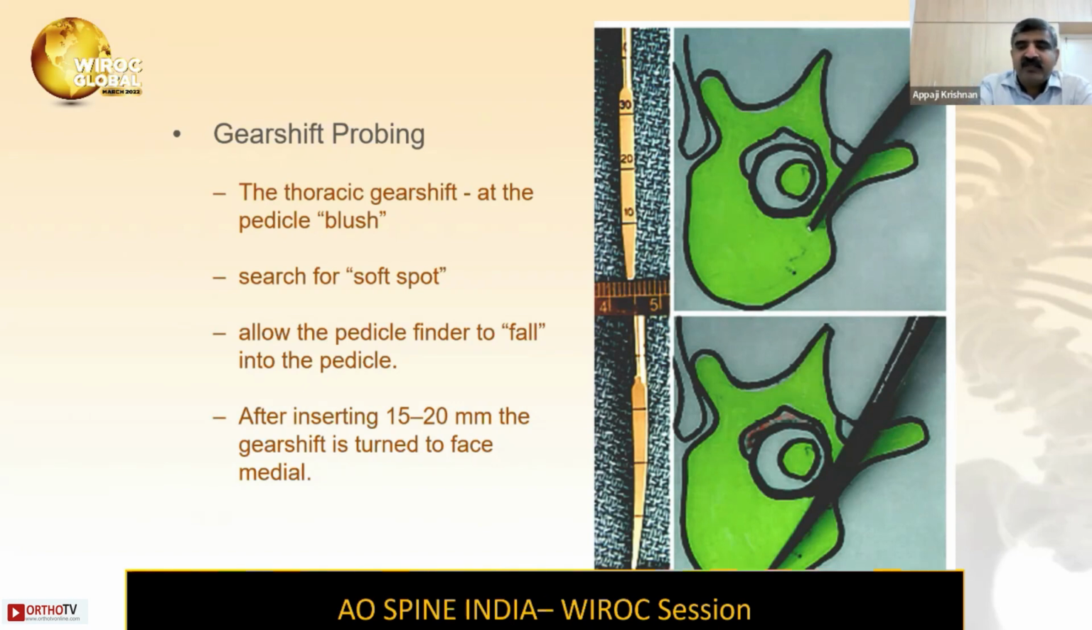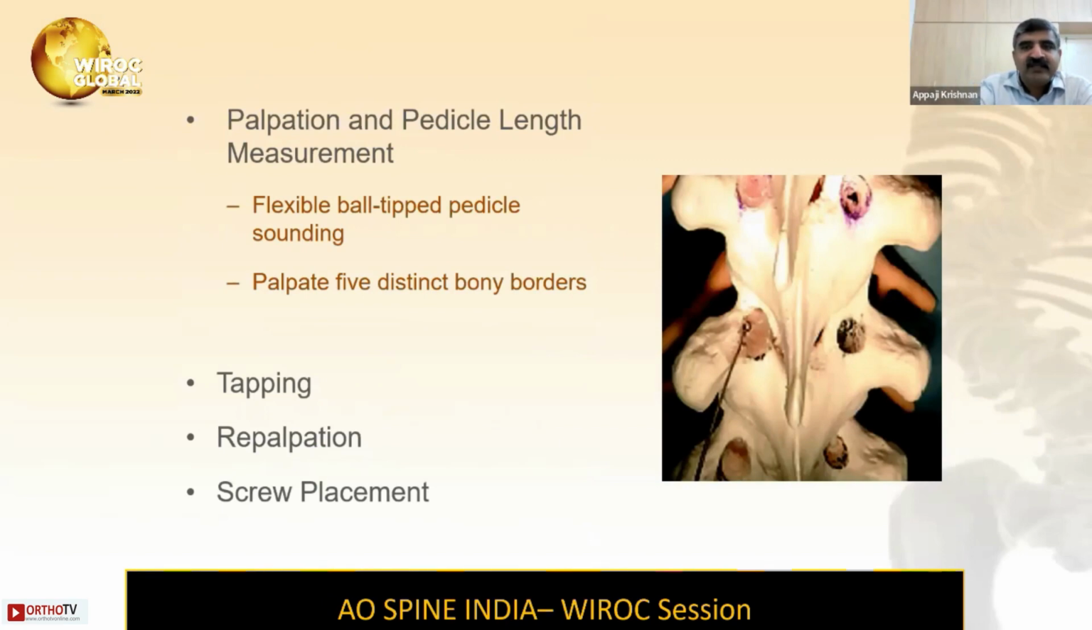Once you're through, then use a feeler, a thin feeler as you can see here with a ball tip. So use a flexible ball tip pedicle sound which can probe all the walls. You should have 5 bony endpoints: that's the anterior endpoint in the vertebral body, the superior and inferior pedicle walls, and the medial and the lateral pedicle walls. Once you're sure of it, you can actually tap the initial part of the screw.